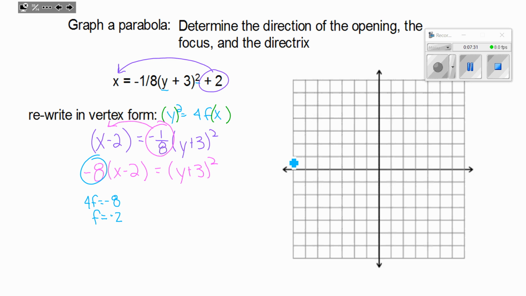This has a vertex at 2, comma, negative 3. This opens to the left because your focus is negative. So if I sketch that, you should get something that looks like this. All right, so the focus being negative 2 spaces away does make us have a fatter looking parabola. It is not skinny. So plug in a point. I found a nice point on there, and we get a graph that looks like this.